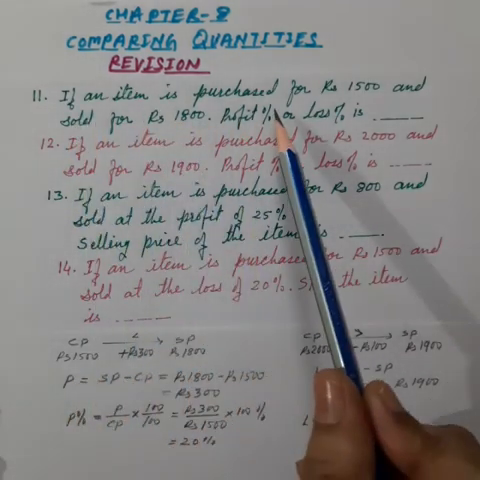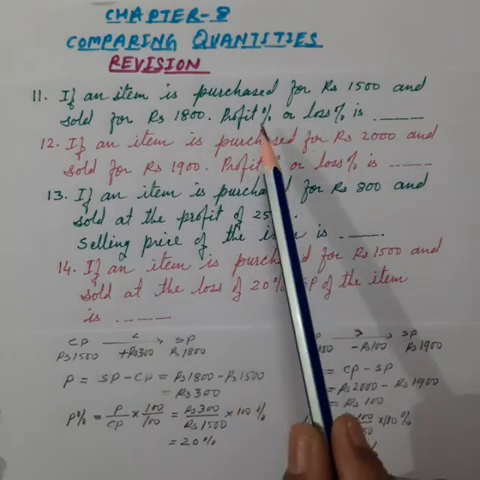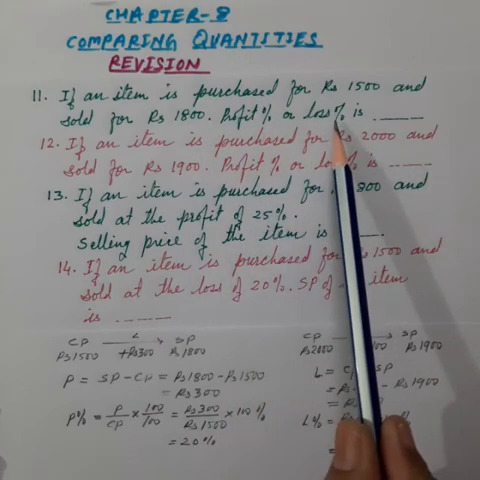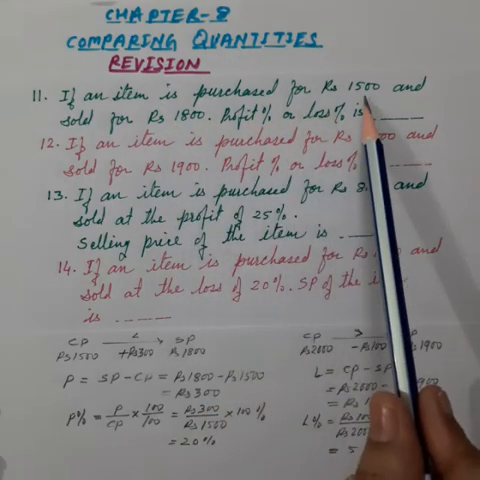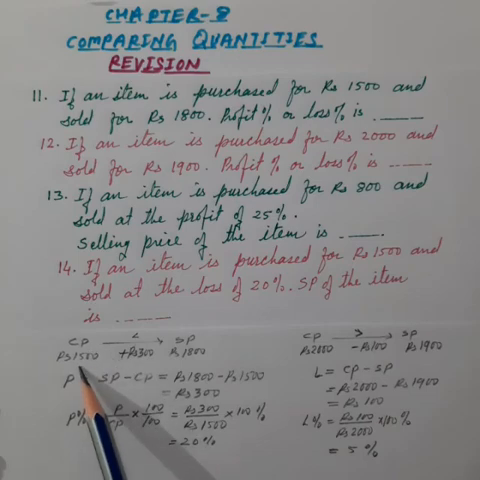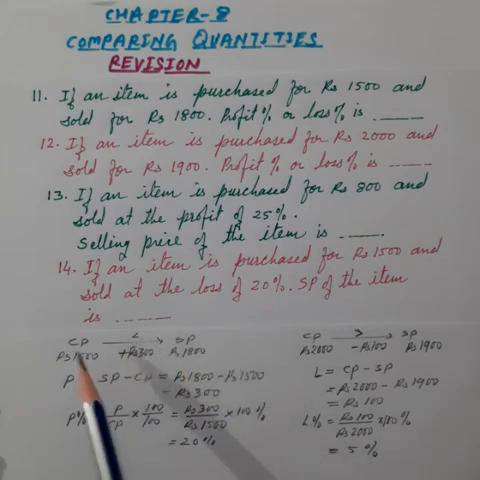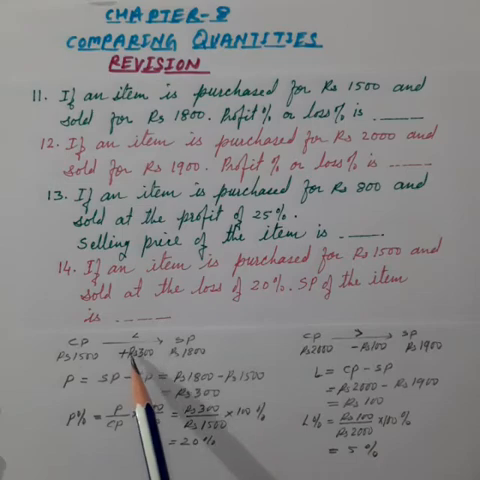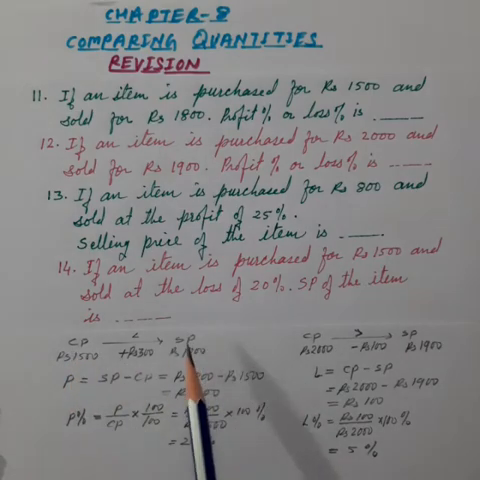If an atom is purchased for rupees 1500 and sold for rupees 1800, what is the profit percent or loss percent? Here the atom is purchased for rupees 1500, so cost price is 1500, and sold for rupees 1800, so selling price is 1800. Selling price is greater than the cost price, so there is profit. To find the profit, we have to find the difference between selling price and cost price. Selling price is greater, so from selling price, subtract cost price.